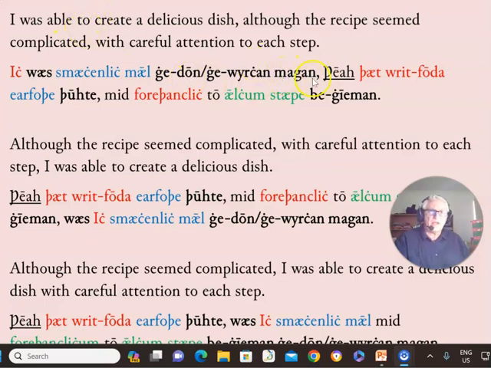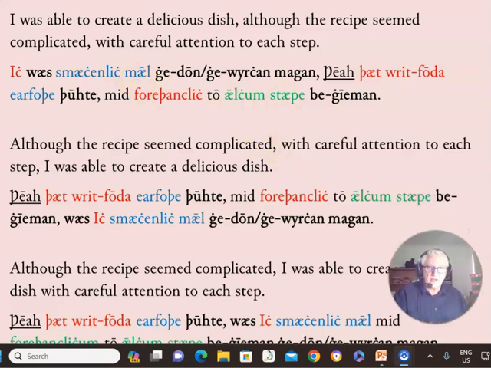So it goes to the end of our clause here, machen. And then to create is either gedon or gewyrcan, whichever one you want to use. And that goes in the infinitive in the second place. Machen is also in the infinitive. The conjugated verb, first person singular, is was. Ich was smatchenlich mal. Okay. Another thing we could do now is, I'll move this picture again.